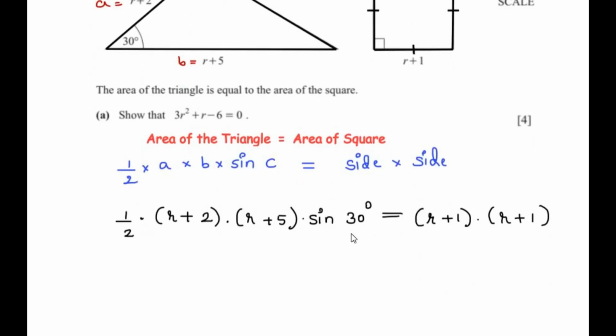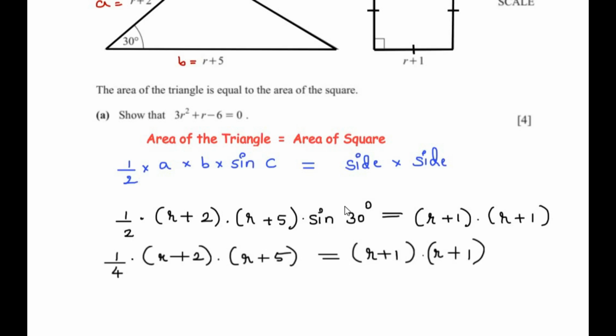Now we have the value of sine 30 as 1/2. So we are going to multiply this 1/2 with this 1/2, giving us 1/4. Since the sine 30 value is 1/2, 1/2 times 1/2 gives us 1/4, and the rest of the things remain the same. Now the next step is expansion of these brackets. So I'm going to expand the brackets on the left hand side and on the right hand side.